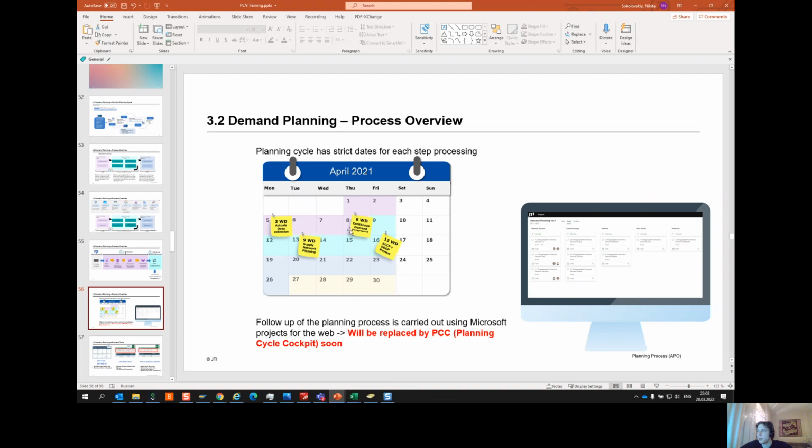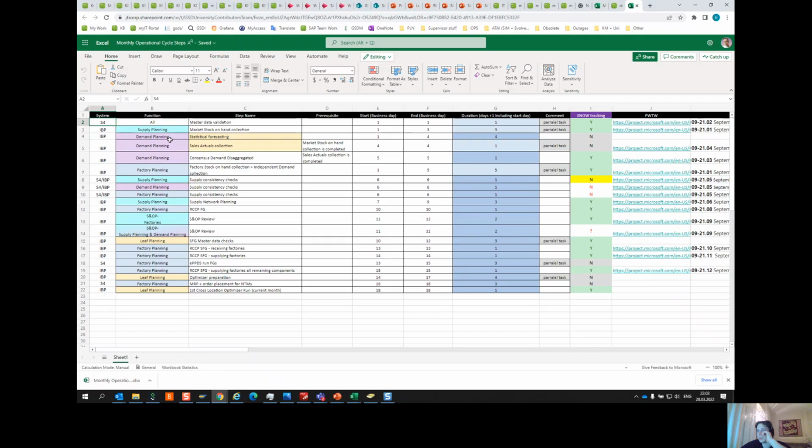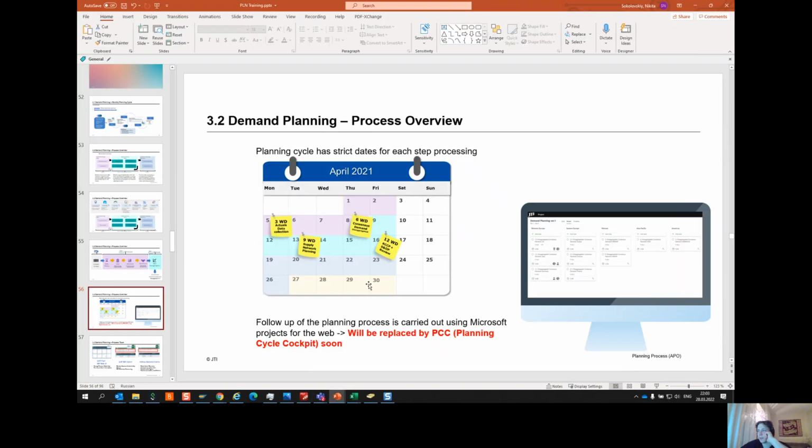You see these purple days are occupied by the demand process. Then the light blue days go for supply, then factory, and then leaf. So even the same colors as in this monthly operational cycle. All right, that's how it works.